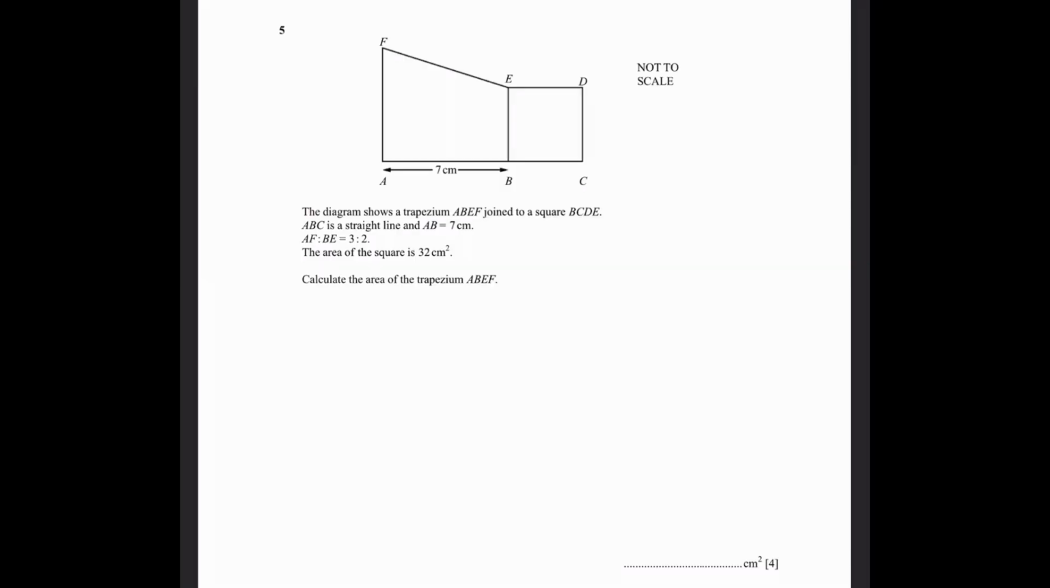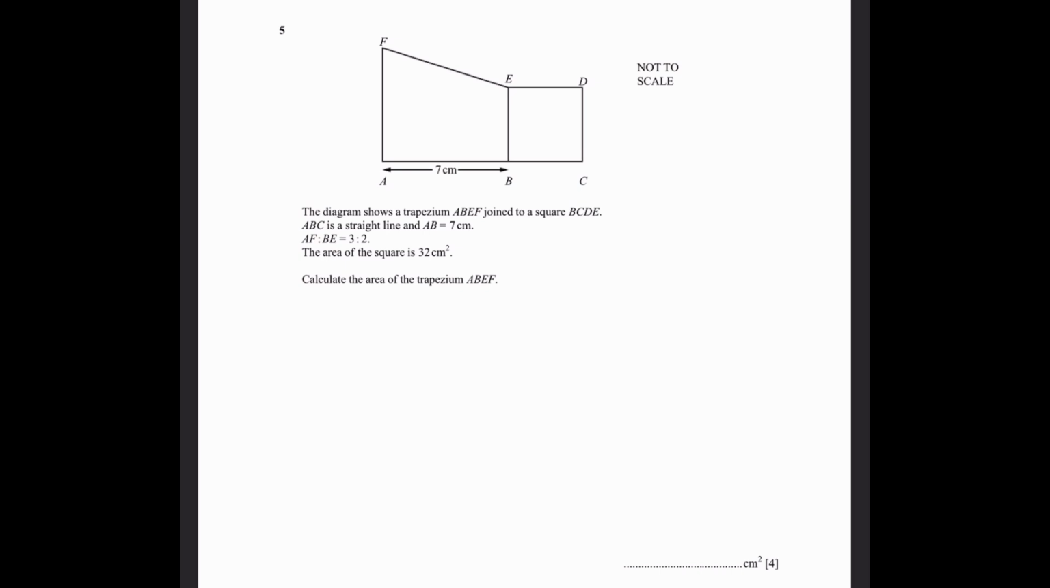Question 5. The diagram shows a trapezium ABEF joined to a square BCDE. ABC is a straight line, and AB is 7 centimeters. AF to BE is 3 to 2. So that's not the length, but that is the ratio of the lengths. The area of the square is 32 centimeters squared. Calculate the area of the trapezium.